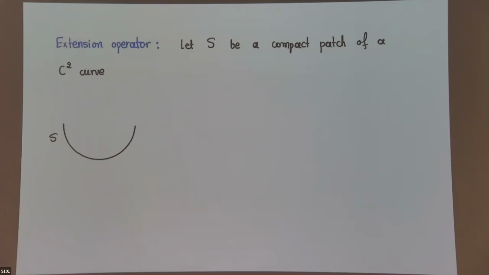Instead of taking a compact patch of the surface, we just take a compact patch of a curve. So think of it as a strictly convex curve in R2. It could be a circle or the parabola. And let's take any function defined on that curve and understand its Fourier transform. That's the goal.